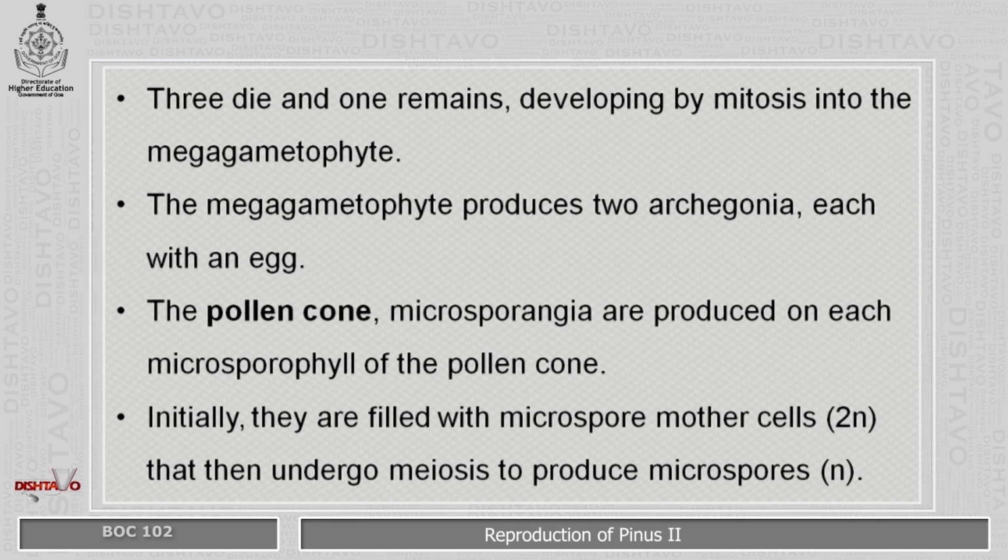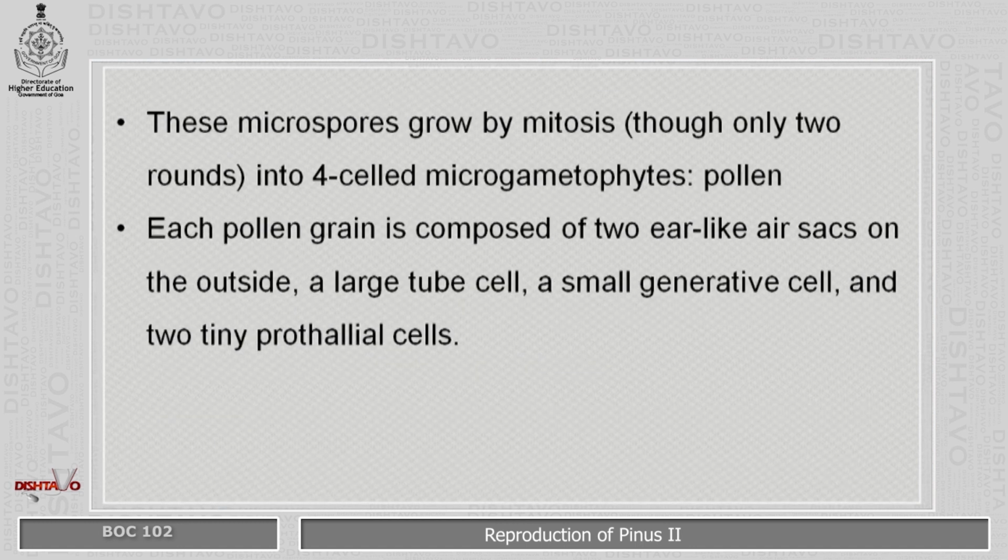The pollen cone microsporangia are produced on each microsporophyll of the pollen cone. Initially, they are filled with microspore mother cells, which are diploid, and then undergo meiosis to produce microspores, which are haploid. These microspores grow by mitosis, though only 2 rounds, into a 4-celled microgametophyte, that is the pollen grain. Each pollen grain is composed of 2 ear-like air sacs on the outer side and a large tube cell, a small generative cell, and 2 tiny prothallial cells.